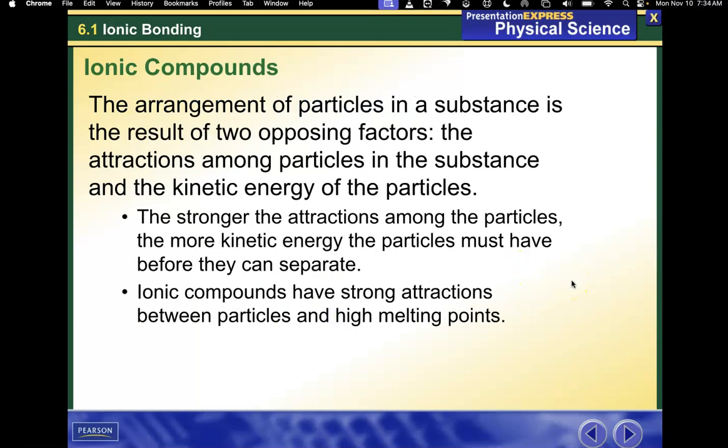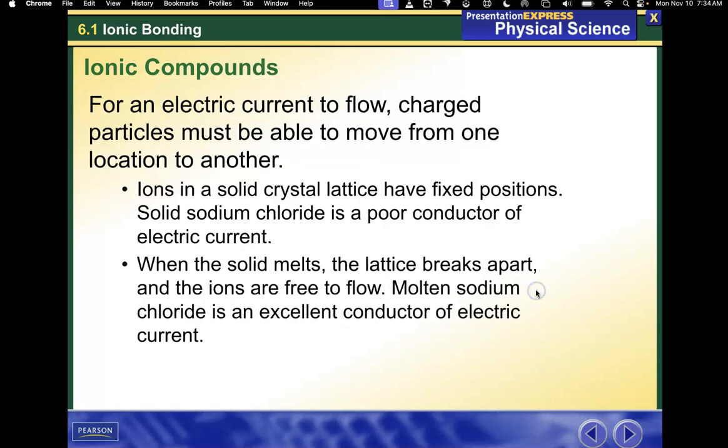The arrangement of particles in the substance is the result of 2 opposing factors: the attractions among particles in the substance and the kinetic energy of the particles. The stronger the attractions among the particles, the more kinetic energy the particles must have before they can separate. Ionic compounds have strong attractions between particles, therefore they have high melting points.